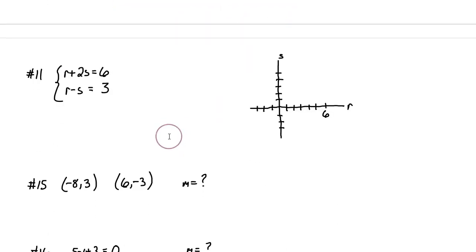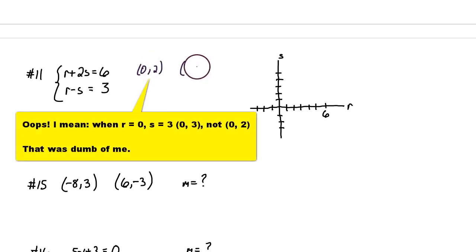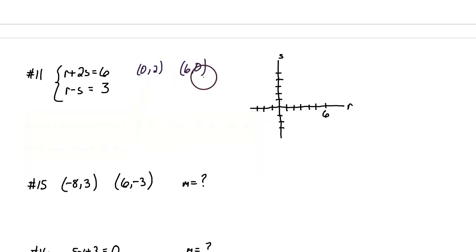Next, number 11. Same idea. Let's graph both lines to see where they intersect. This first equation is in standard form, so finding the intercepts would be a good way to graph it. When r is 0, s is 2. And when s is 0, r is 6. These are the intercepts. 0, 2 is a dot, and 6, 0 is a dot. Then carefully draw a straight line through those dots.